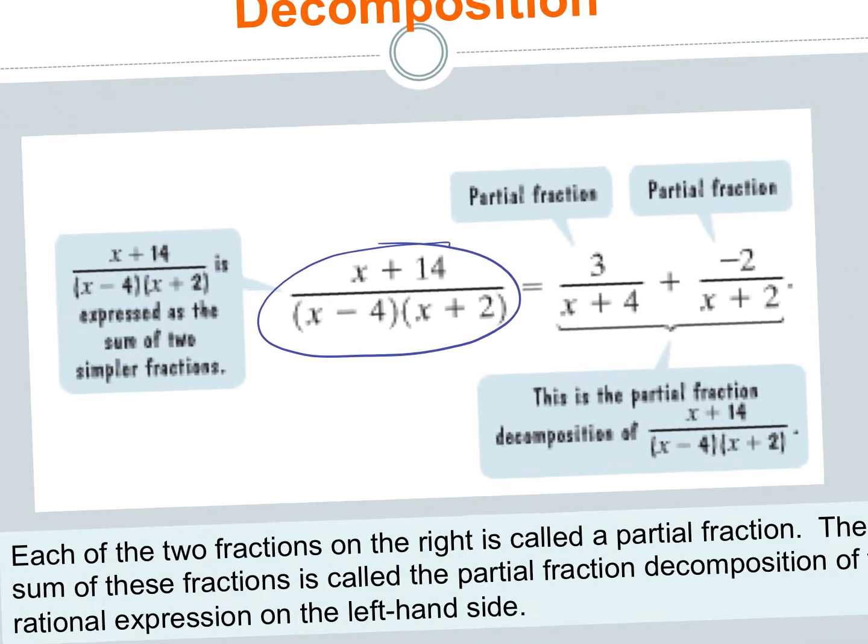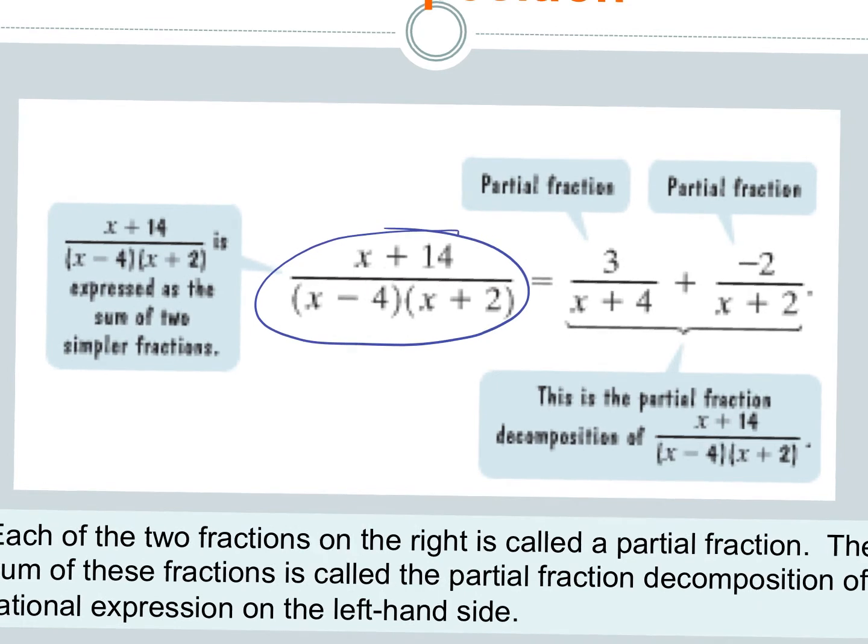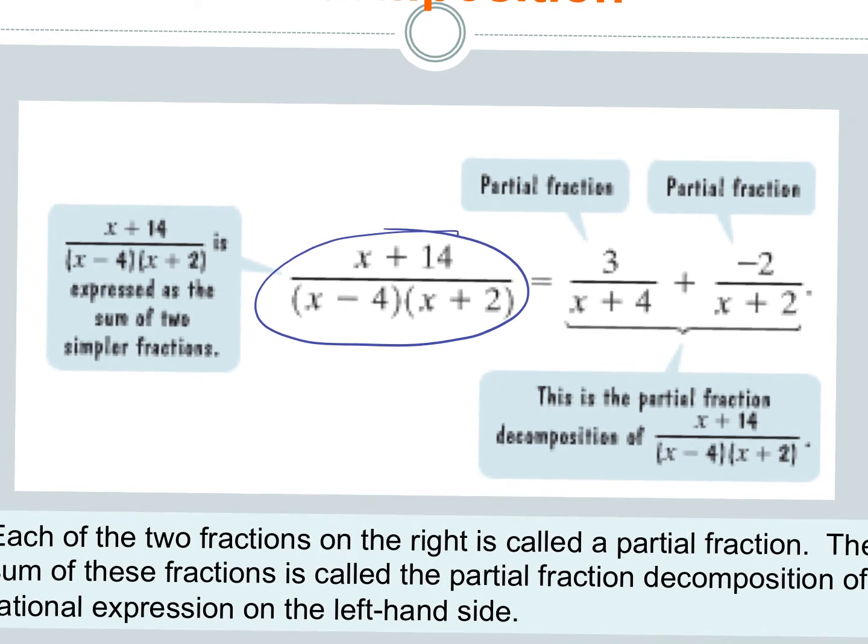If you look at this first slide, (x plus 14) over (x minus 4)(x plus 2), when you partially decompose it, it breaks down into 3 over (x plus 4) plus negative 2 over (x plus 2). If you were to add those two back together, you would get (x plus 14) over (x minus 4)(x plus 2). We're going backwards. We're pulling it apart, and I'll show you exactly how to do that.